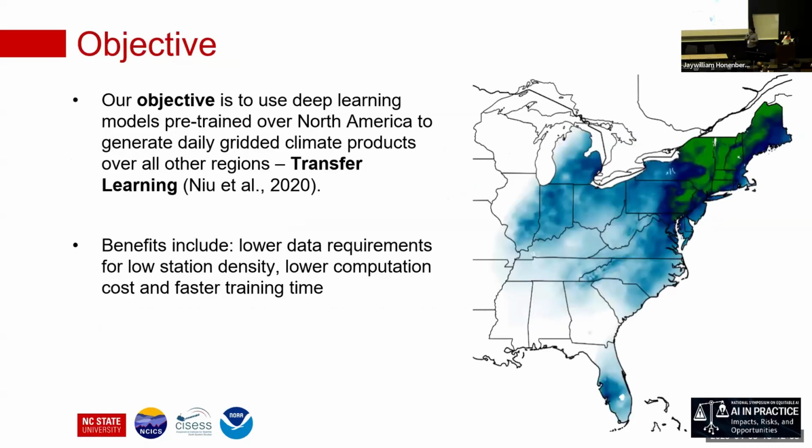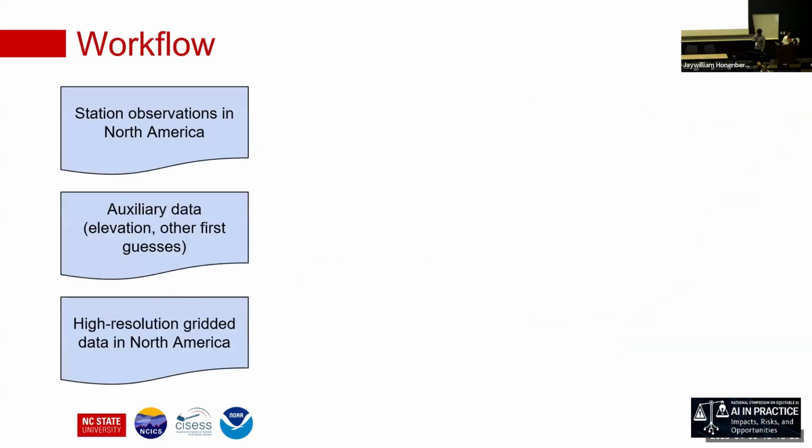The specific question I'm going to talk about today is how we can create a model in the regions where we have really high confidence, with high density station measurements in North America, and then use transfer learning techniques to move this model to other parts of the world where we have limited station measurements, to increase our confidence and reduce uncertainty in those regions.